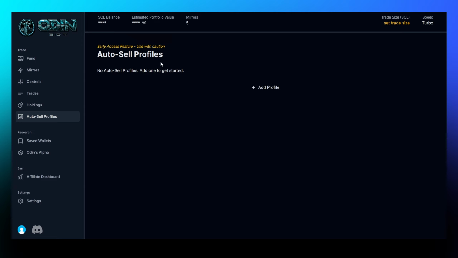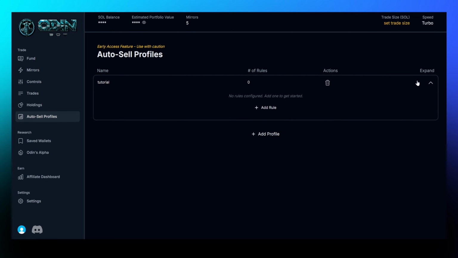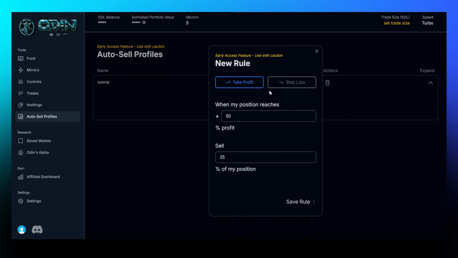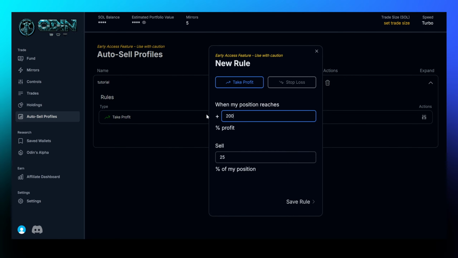To do that, you would come in here, add a profile, and name it as you want. I'm going to name it tutorial, and let's add some actions. I'm going to click on expand, click add rule, and when my position reaches 100%, I want to sell 50% of my original position. I'm going to save it, and let's add another rule to take a quarter of our initial position out when the token reaches a 2x. So let's add another rule. So when my position hits 200%, I'm going to sell 25%.